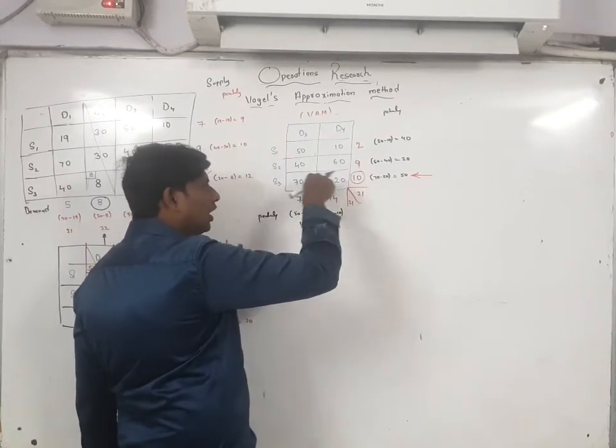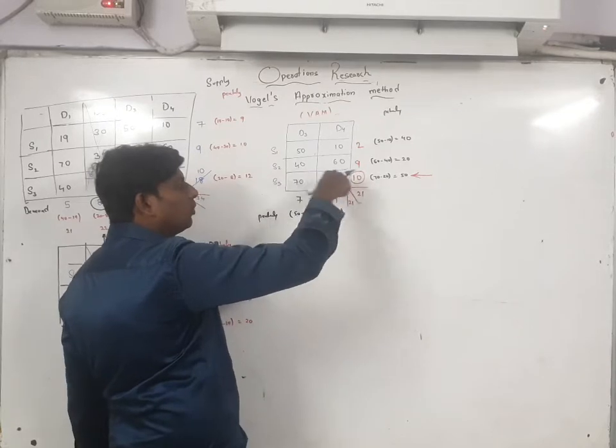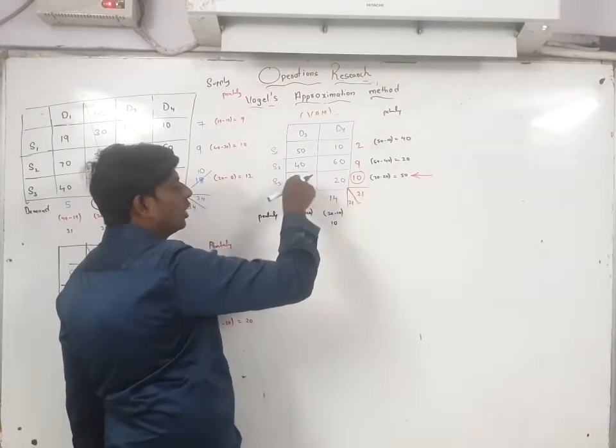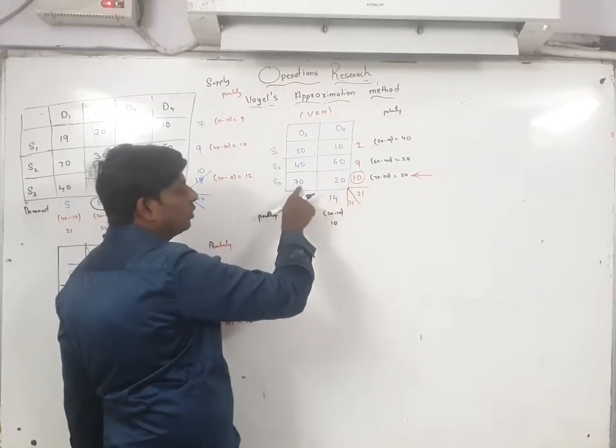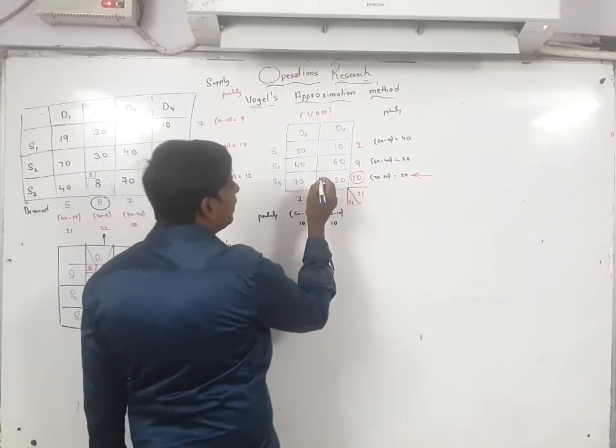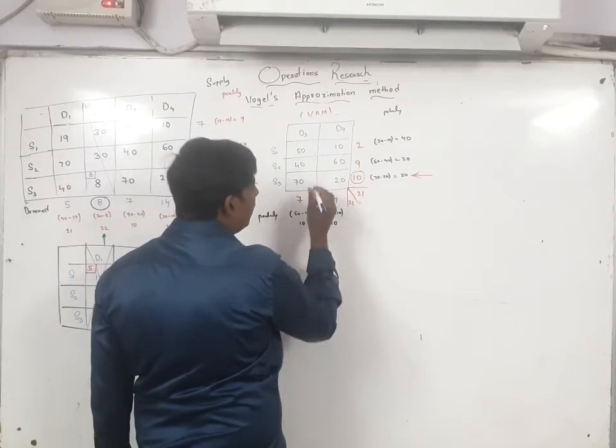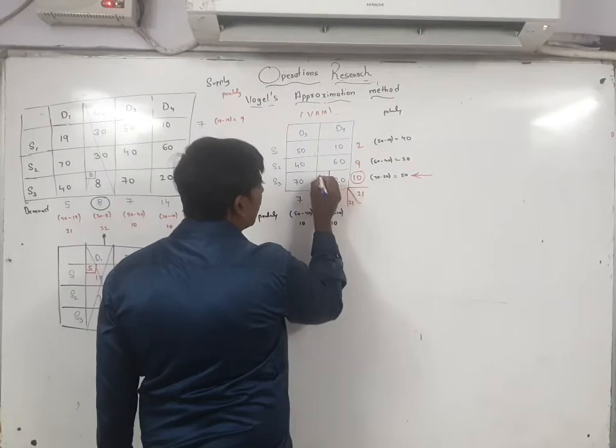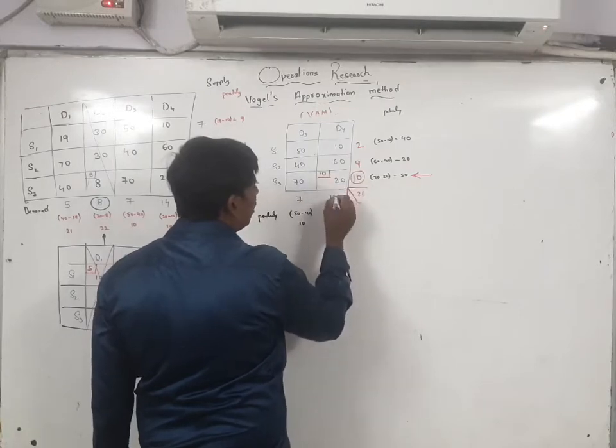Where you have to locate? In this row you have to locate. But which one is the least value? 70 or 20? 20 is the least value. So you have to locate this 10. From there only you have to come out.